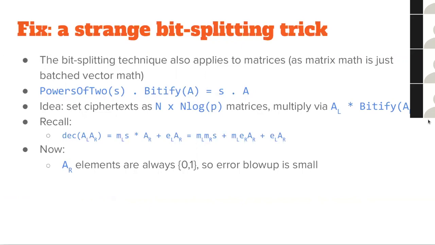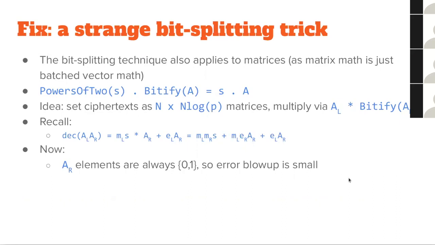And the reason why we do this is basically because if you notice here, you have these two error terms. One has ERAR and one has ELAR. And so if AR elements are always going to be 0 and 1, then here you just have EL, and then here you just have ER multiplied by the message, which is just going to be 0 or 1. And so the error blowup is small, right? The error blowup is just going to be adding a whole bunch of these terms that were proportional to the original error.